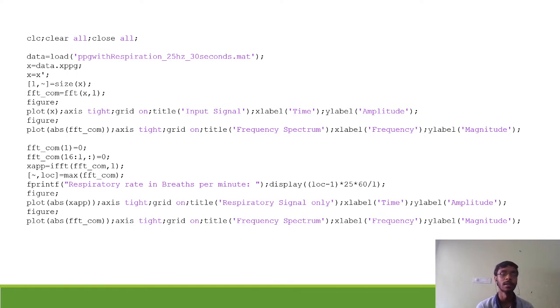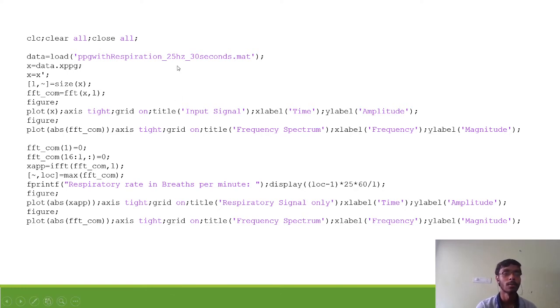So first, here we are given a 25 Hz sampling frequency and 30 seconds of data. We need to understand that the respiration signal frequency is 0.05 Hz to 0.5 Hz, so we need to extract particularly that range of frequency. So what we did is first clc, clear all and close all for clearing the previous data.